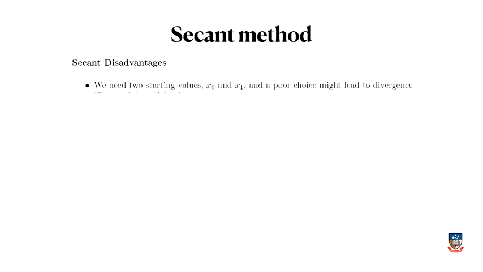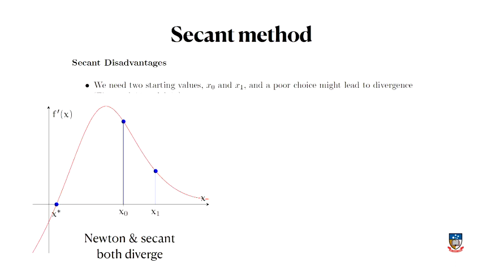And if I choose those badly, just as Newton's method could diverge if I chose x naught badly, if I choose x naught or x1 badly, then the secant method can diverge as well. So it's a bit more risky like that.